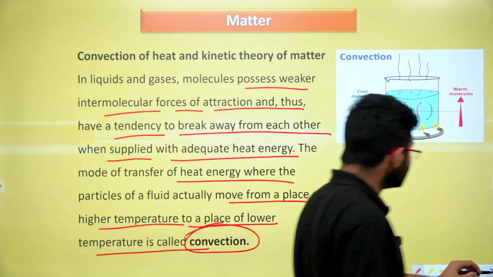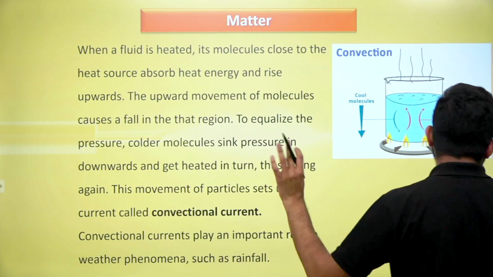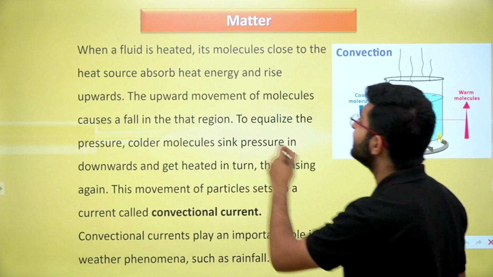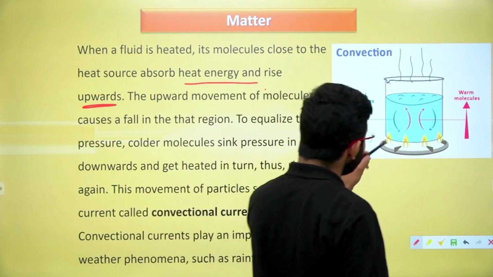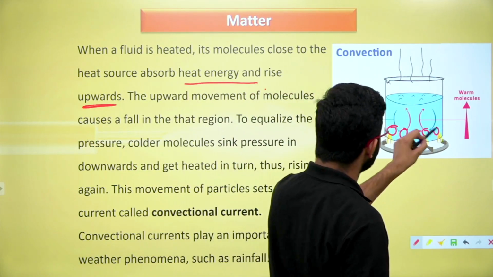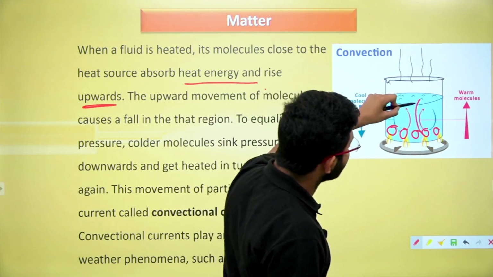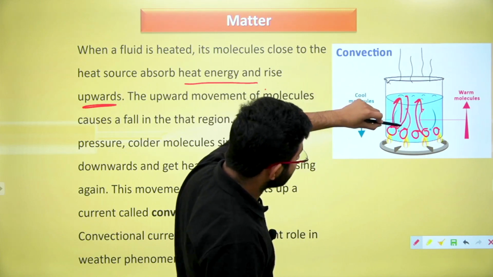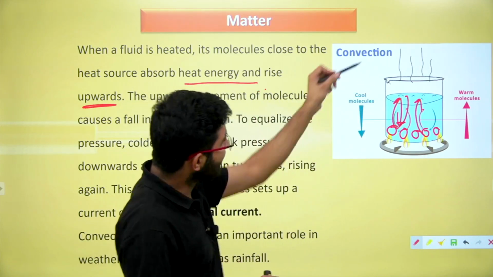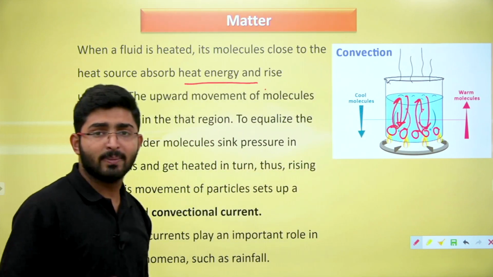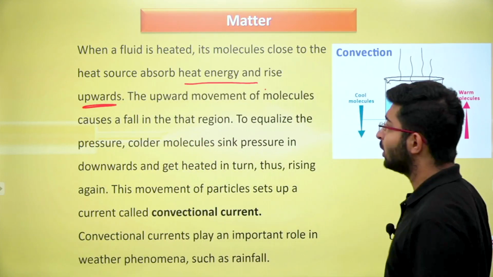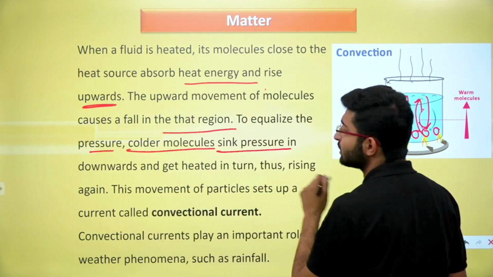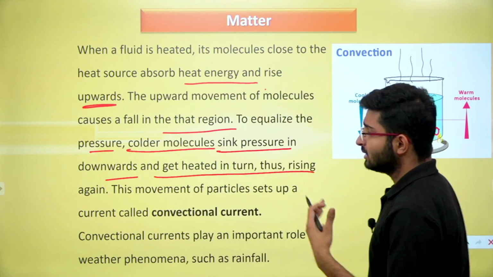Moving ahead, there is further explanation about this process. When a fluid is heated, its molecules close to the heat source absorb heat energy and rise upwards. The molecules here close to the heat source will gain heat energy and rise upwards like this, and the molecules on the other end, those which are cold, will come down here like this. The upward movement of molecules causes a fall in pressure in that region. To equalize the pressure, colder molecules sink downwards and get heated in turn, thus rising again.